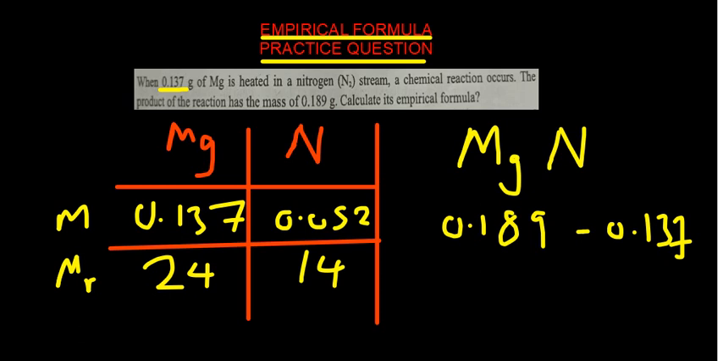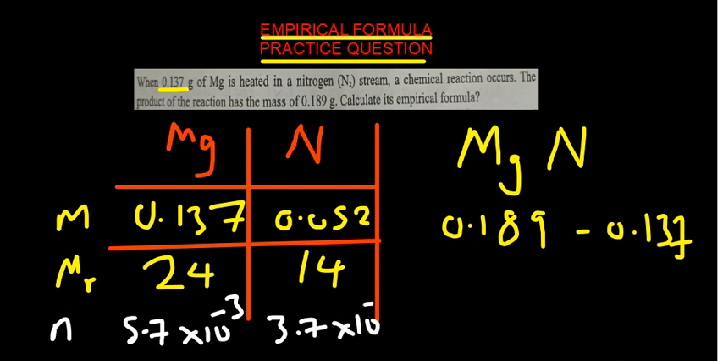So after dividing, our number of moles for magnesium becomes 0.137 divided by 24. We have 5.7 times 10 to the power negative 3. Then for nitrogen, you have 0.052 divided by 14. You have approximately 3.7 times 10 to the power negative 3.